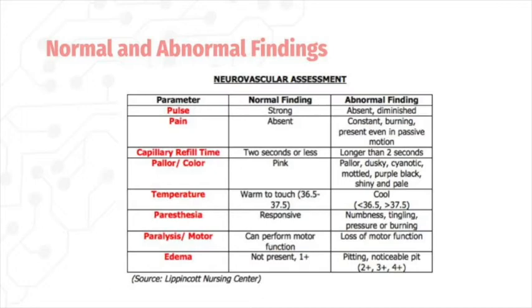So for the second to the last parameter, we have paralysis or motor. For the normal finding, the client can perform motor function, and for the abnormal finding, the client has loss of motor function. So paralysis is a very good indicator of nerve damage, especially if the client already has a loss of motor function. For the last parameter, we have edema.